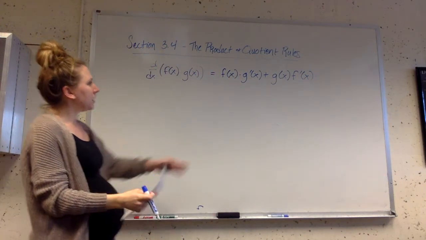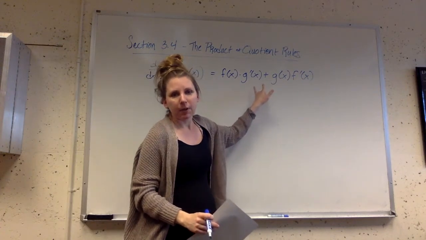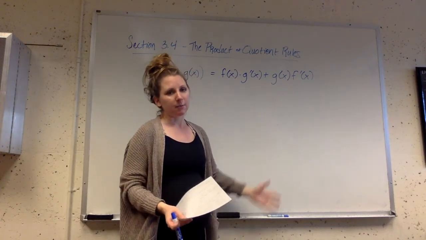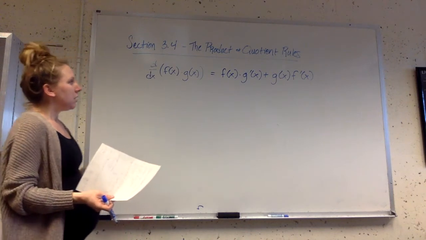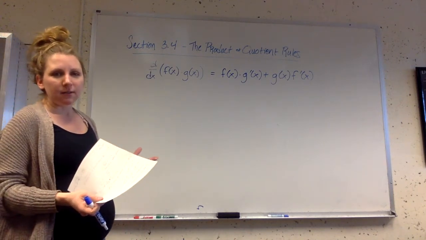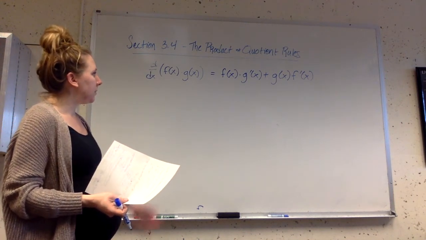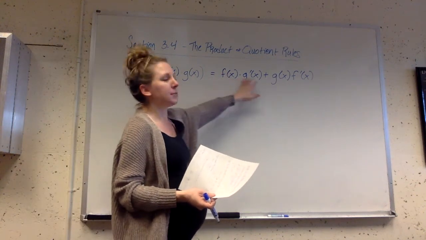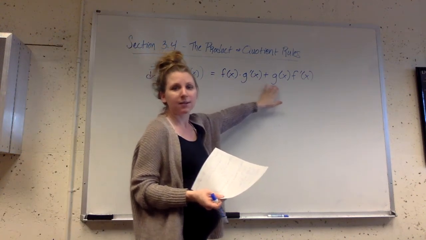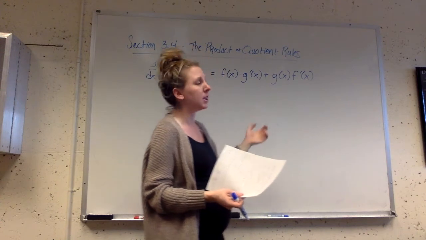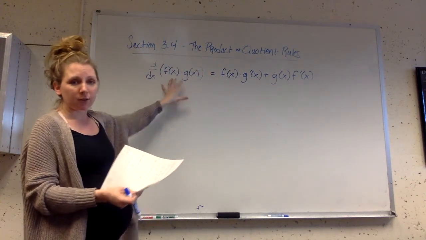I think your book flip-flops these two terms, but since they're added together, it's the same thing. Okay, so you probably want to memorize this, develop your own way to do that. So again, we have the first function times the derivative of the second plus the second times the derivative of the first. So that is our product rule.